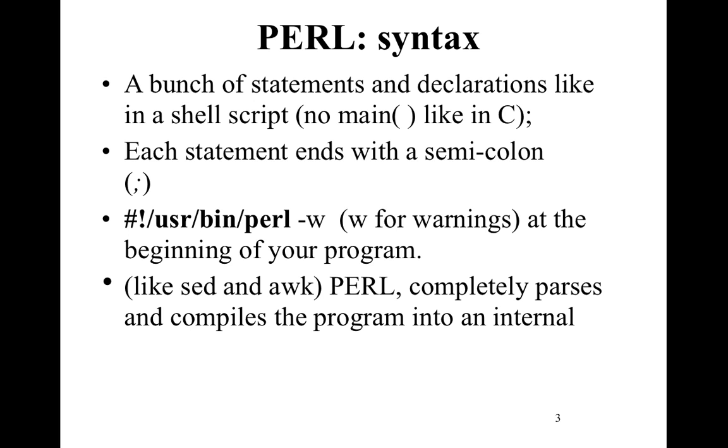So a bunch of statements and declarations like in a shell script. No main, not like C. You don't have to have functions or main or anything. Each call ends with a semicolon. And here's an example of what we put in the top. -w suppresses the warnings. Why? Well, because we don't want the user to sometimes see those warnings. Instead, we could just suppress them, and we can write everything to a log file, and we can figure out what happened.